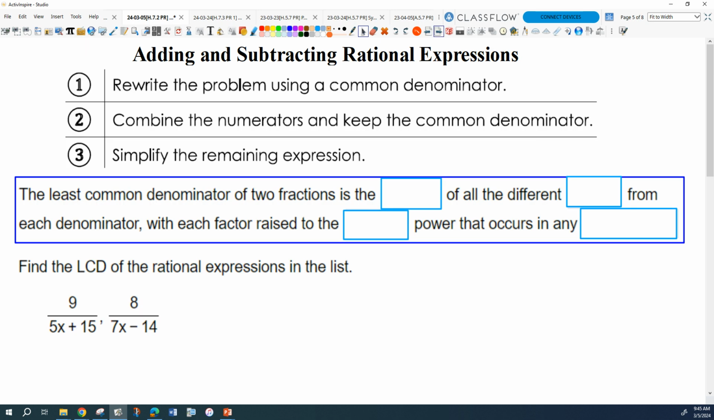Okay, so real quick, just to review what we just said: the least common denominator of two fractions is the product. We're going to multiply together all the different factors that show up in the denominators.